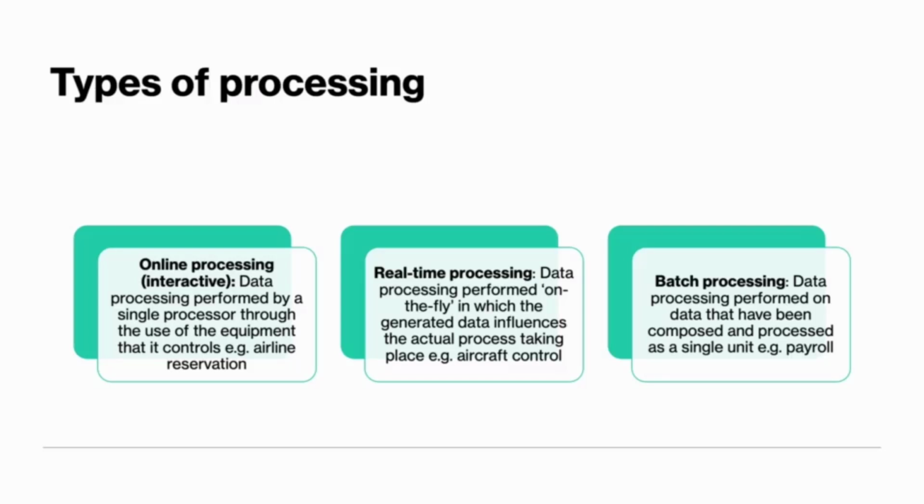The first one is online or interactive processing, where data processing is performed by a single processor through the use of the equipment that it controls, for example, airline reservation. Real-time processing is when data processing is performed on the fly, in which the generated data influences the actual process taking place, for example, aircraft control. Batch processing is performed on data that have been composed and processed as a single unit, for example, a business payroll.